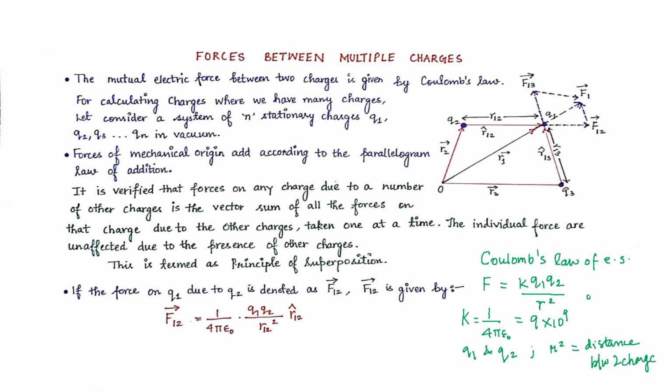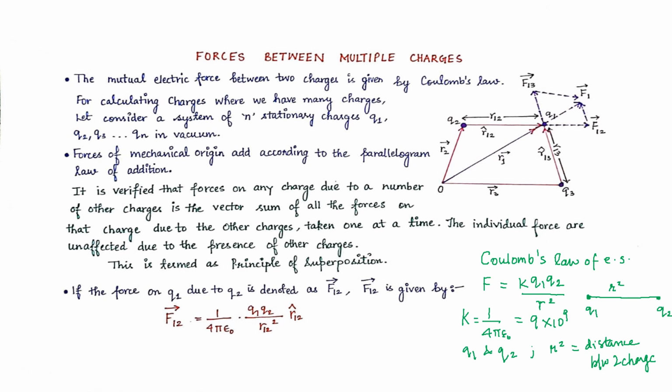Pictorially, it can be expressed as Q1 and Q2, which are separated by a distance of R. Here Q1 and Q2 are point charges because their size is extremely small when compared with the distance between these two charges. So this was what we read in the previous section. In this section we will deal with many charges, Q1, Q2, Q3, Q4, Q5 up to Qn, n number of charges.